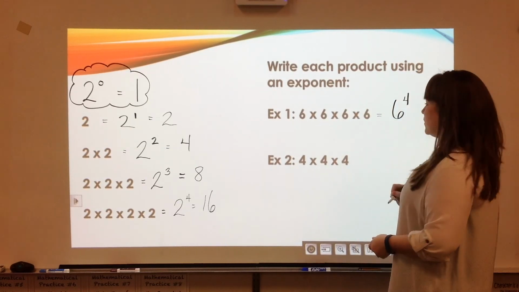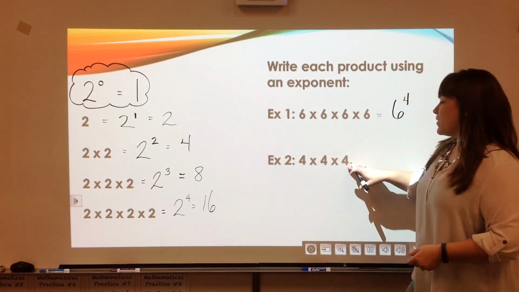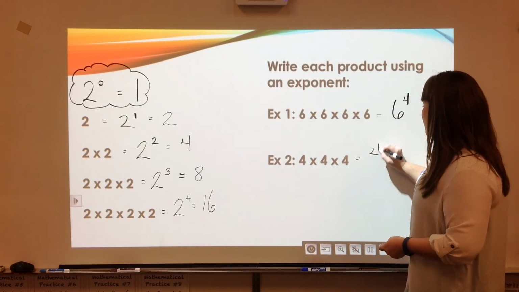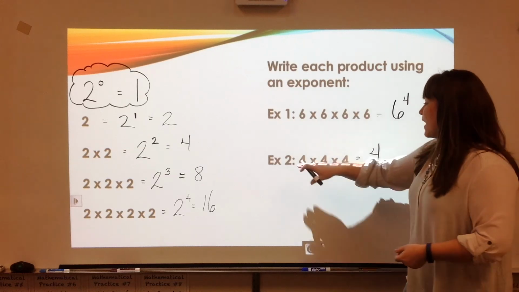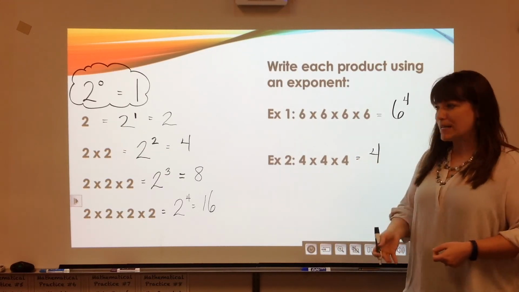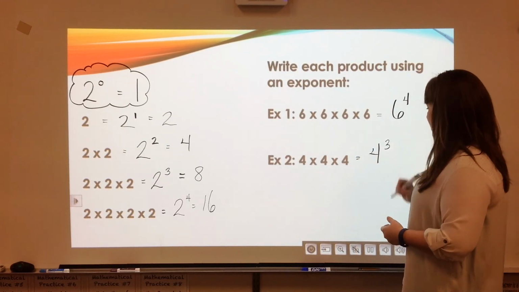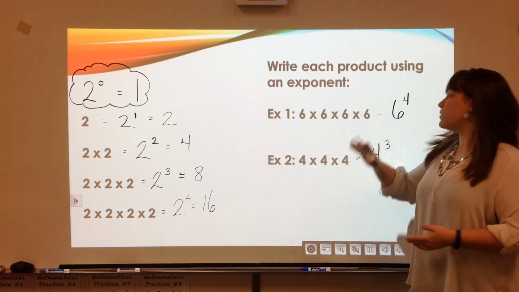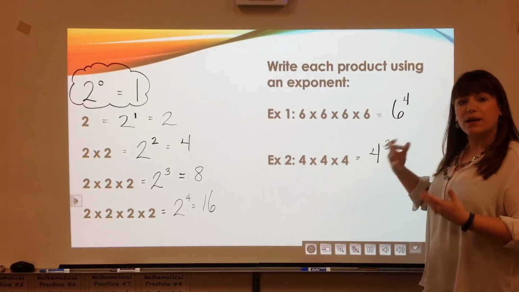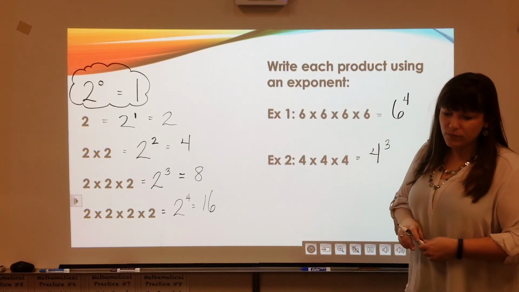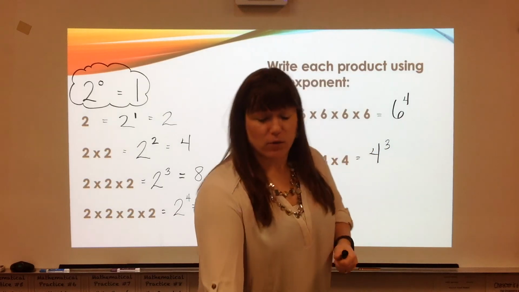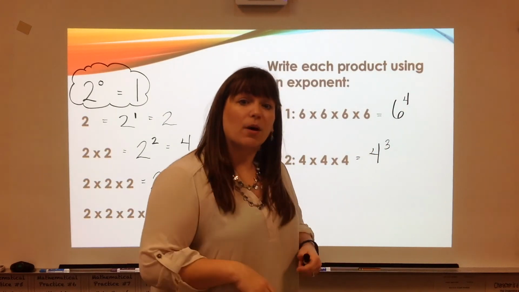That is our exponent. For example 2, we have the 4 that is being repeated. That's our big base. How many times are we multiplying it by itself? 3. At this point, we don't need to solve the value. We just want to practice writing the exponential notation. If you could put your age at the bottom right-hand corner, then we'll move on to the second part of this lesson.